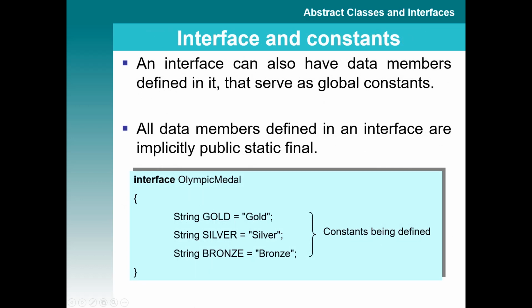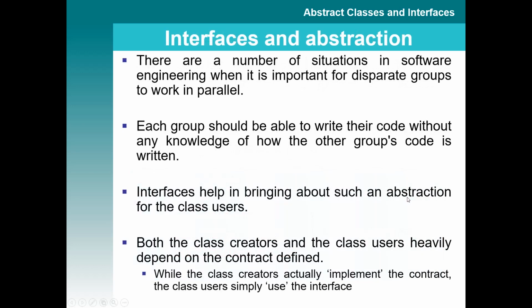And also a minor point about the variables declared in an interface. All variables or data members declared in an interface automatically become public, static, and final, which means you can't really have variables. You can just have constants declared in an interface.